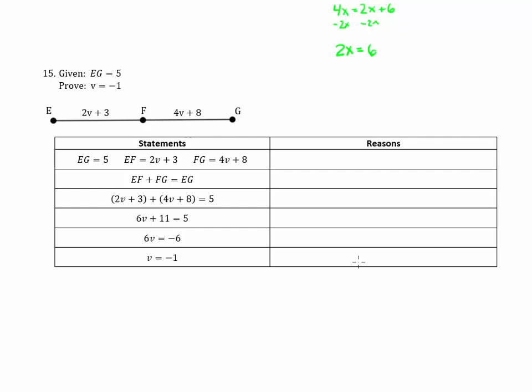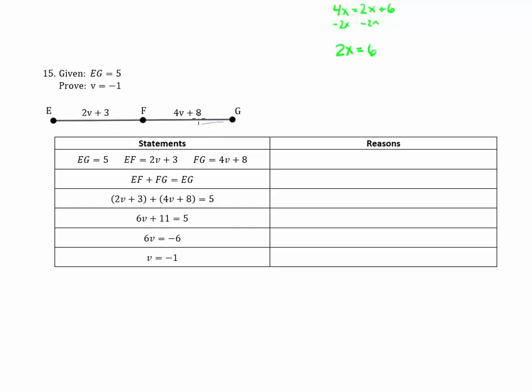Now we just have to come up with the reasons why we can do all this stuff. So let's look at the first thing here. Oh, by the way, we have this segment right here. So it looks like the distance here is 2v plus 3. The distance here is 4v plus 8. We have E, F, G, okay. So statement, the distance from E to G, that's what that means. No bar or anything. So this is the distance from E to G is 5. The distance from E to F is 2v plus 3. And the distance from F to G is 4v plus 8.